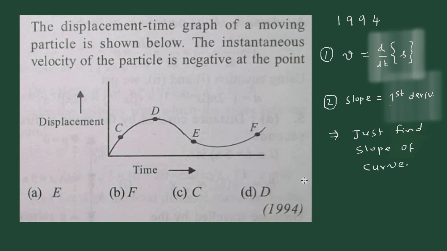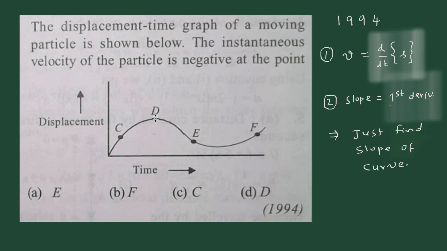That is the meaning if you combine concepts 1 and 2. So what we have to do is find the slope of the curve at the different points. The given points are C, D, E and F. So let us find the slope of the curve by drawing the tangent.